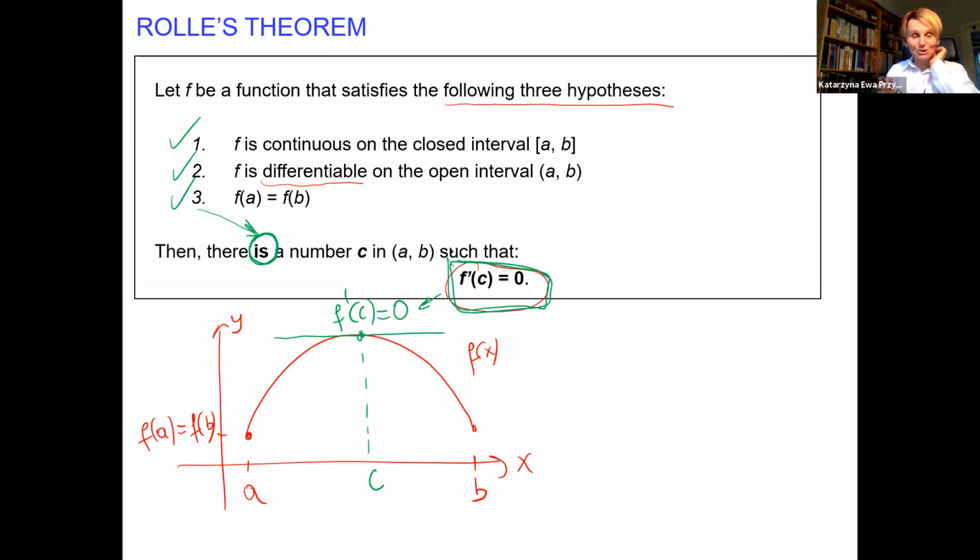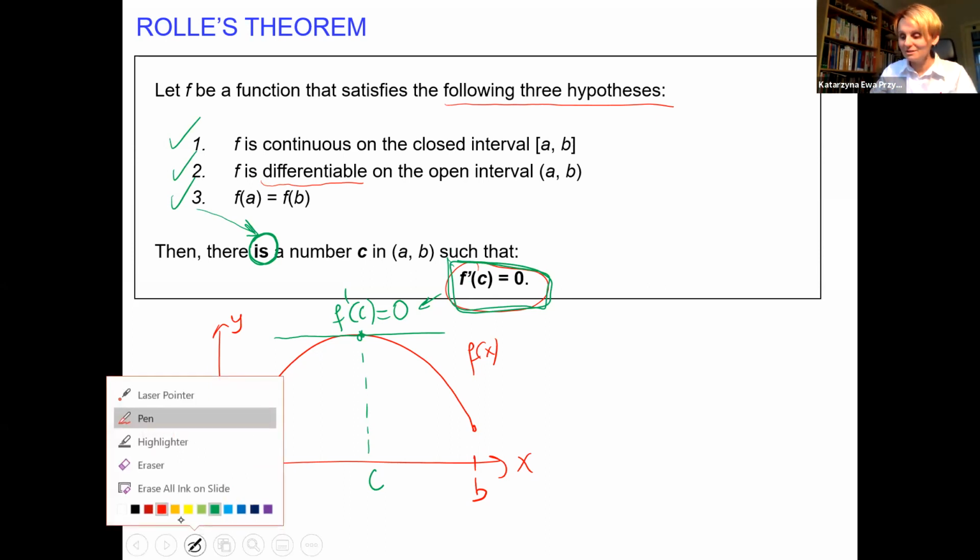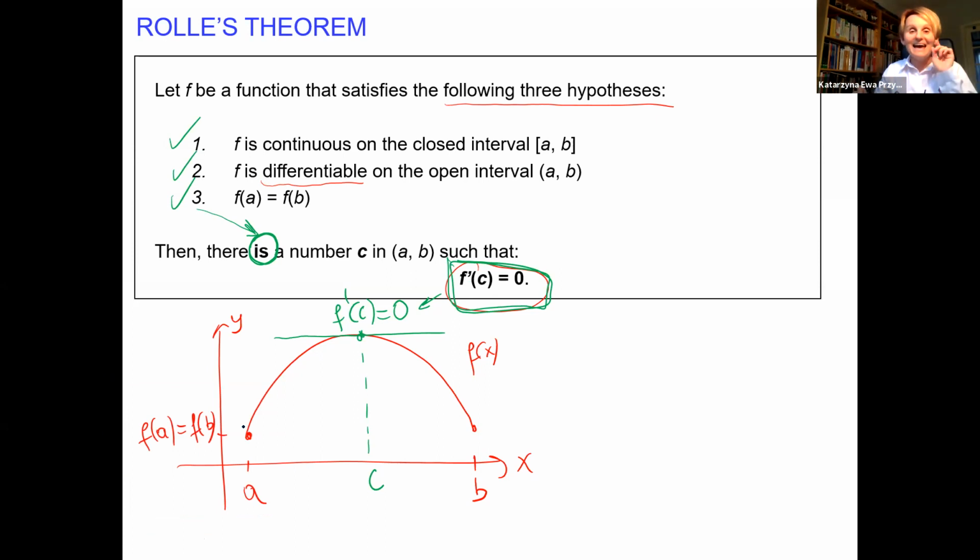Okay. What I can also do, having this closed interval from a to b, is try to connect these points. If I connect these points, since they have the same value, what kind of line am I creating? Am I creating a horizontal line? Because the level, the value, is the same. That means connecting these two red dots.